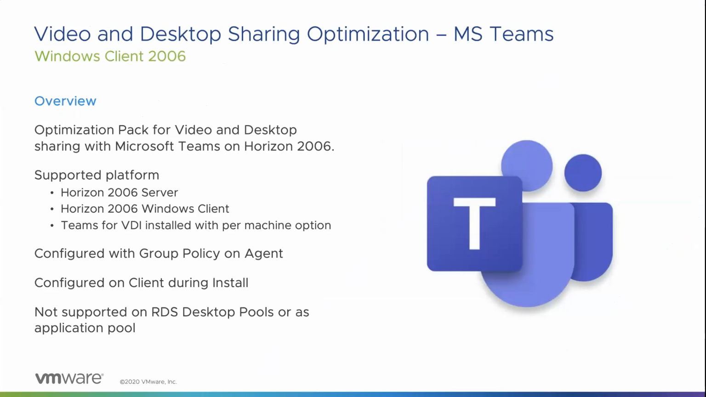Let's take a look at the clients. A big one that a lot of customers were asking for is the Teams optimization, video and desktop sharing optimization, and that was GA in Horizon 8.20.6.